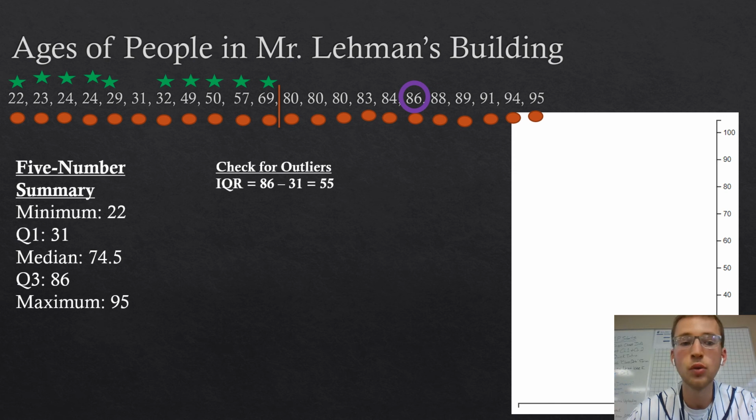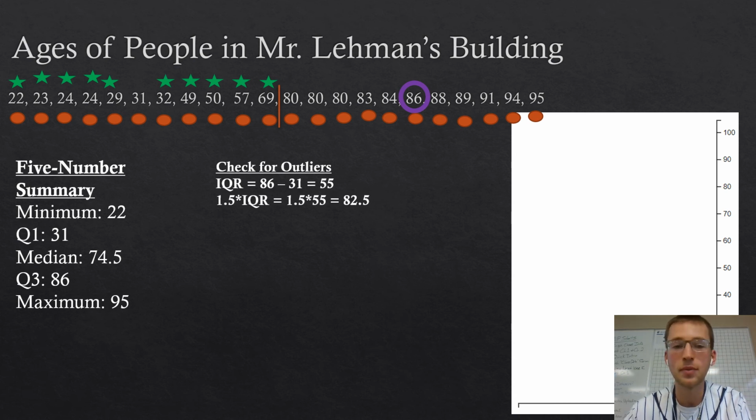So remember, that's Q3 minus Q1. In this case, 86 minus 31, which is 55. Then a constant, this is the same thing every time: we're going to multiply our IQR by 1.5. So 1.5 times our IQR, that's 1.5 times 55, is 82.5. This 82.5 tells us how far above or how far below the majority of our data we want to be before we consider a point an outlier. So let me show you how that works.